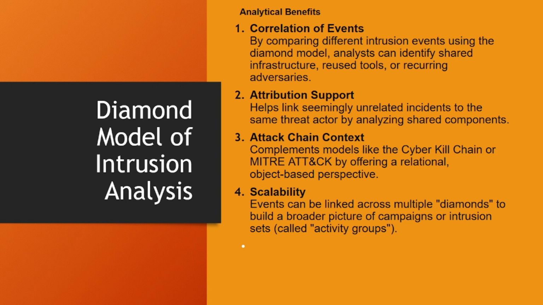So you have the correlation of events and the attribution support, so you can help link seemingly unrelated incidents to the same threat actor by analyzing shared components. The attack chain context: it complements models like the Cyber Kill Chain or the MITRE ATT&CK by offering a relational perspective, right? And scalability: events can be linked across multiple diamonds to give a broader picture of campaigns or intrusion sets called activity groups.